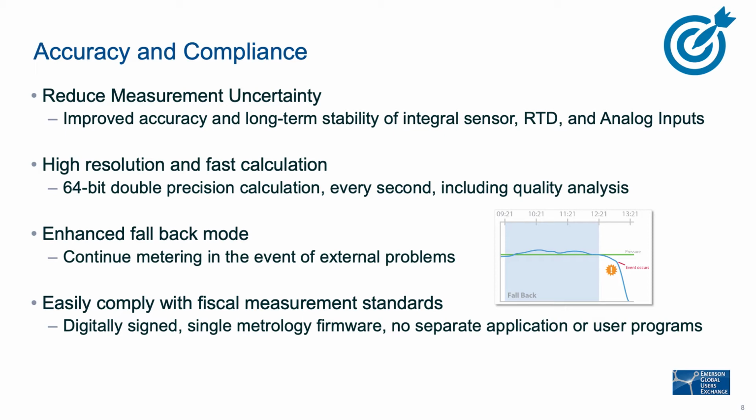And here we use double precision 64-bit format for all the variables without any rounding or truncation. Complete calculation is done every second, including the quality analysis like AGA8 for gas and API liquid properties calculations. We also deal with any external issues to provide enhanced fallback mode options in case of a transmitter failure or a cable damage to continue the metering with an estimated flow rate.